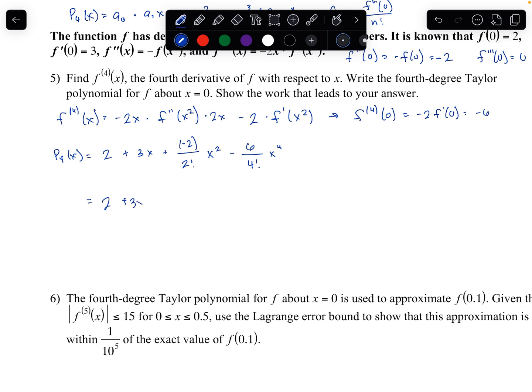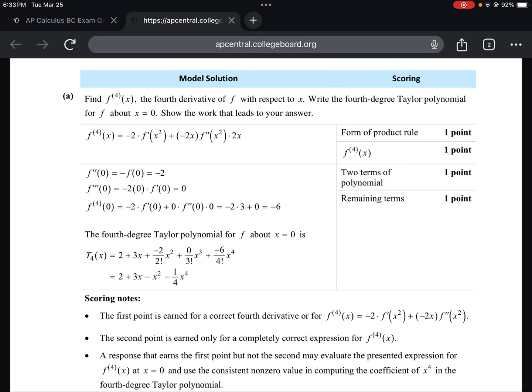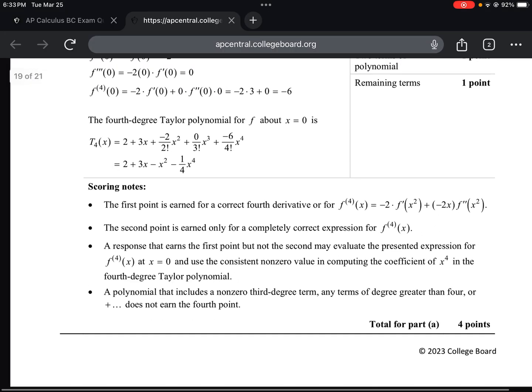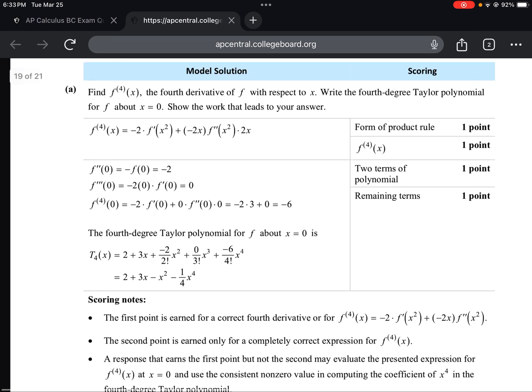2 plus 3x minus x squared, and then 6 over 4 factorial, 6 over 4 times 3 times 2, that cancels out, so it should just be minus 1/4 x to the 4th. All right, let's see how we did. I have the key pulled up here. So I can see it right here, 2 plus 3x minus x squared minus 1/4 x to the 4th. So this is worth 4 points.